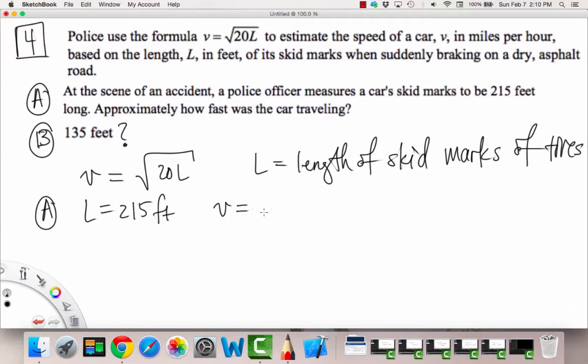So V is then going to be equal to the square root of 20 times 215, which when you plug it into a calculator comes out to around 65.57 miles per hour.